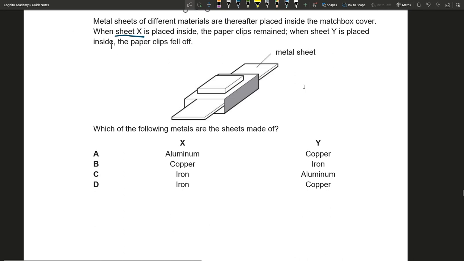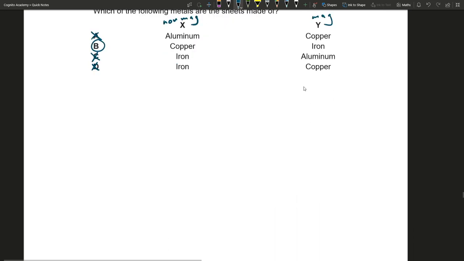So we must find a non-magnetic material for sheet X, and sheet Y must be magnetic. For non-magnetic, that leaves out iron, so C and D are out. For magnetic, copper is non-magnetic, so A is out. Our answer is B. Copper, which is non-magnetic, does not cause the paper clips to fall, and iron, which is magnetic, does.